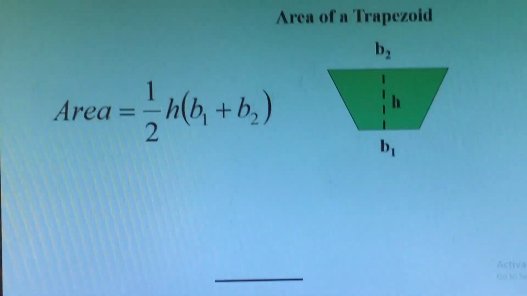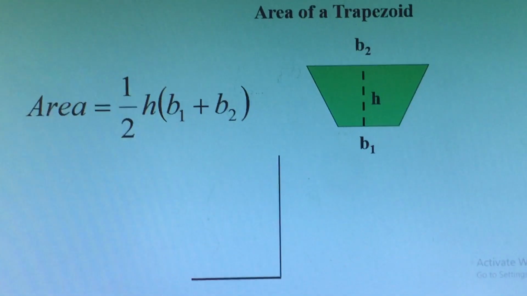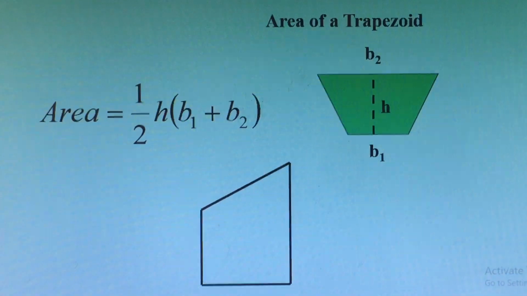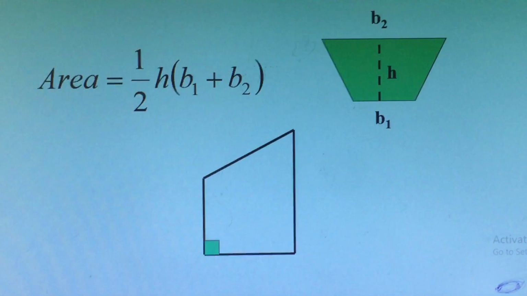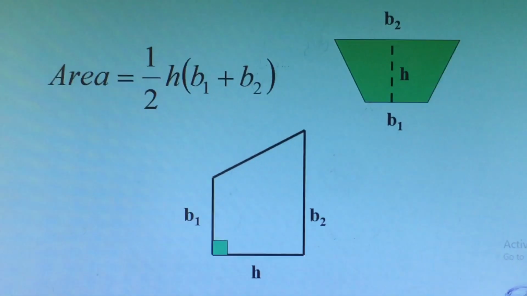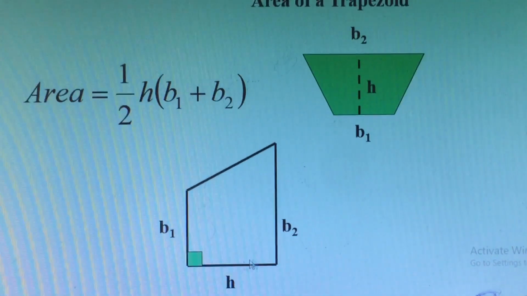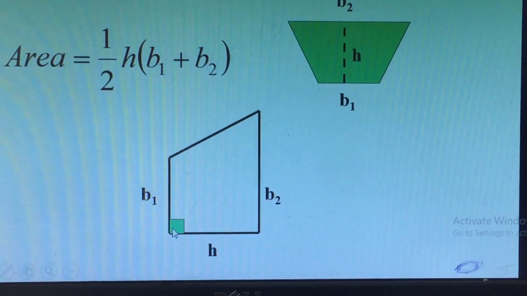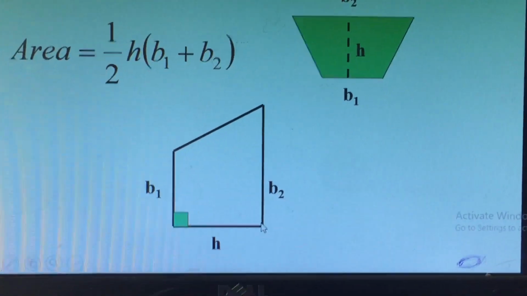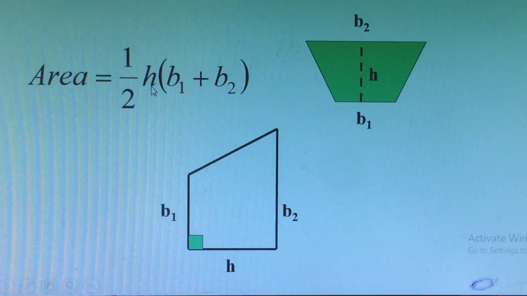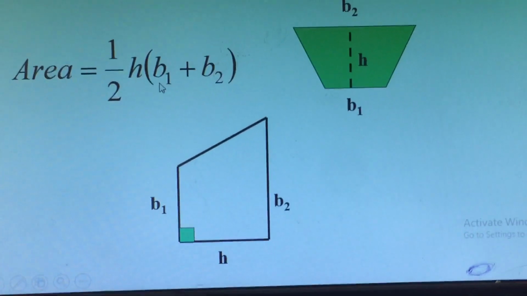We can make a more difficult shape. It can be this shape. It's also a trapezoid. Why? Because it has two parallel bases, and the distance between the two parallel bases is always h, and one angle is 90. This is 90, this is also 90 degrees. The area is again the same, half times h times the sum of the bases.